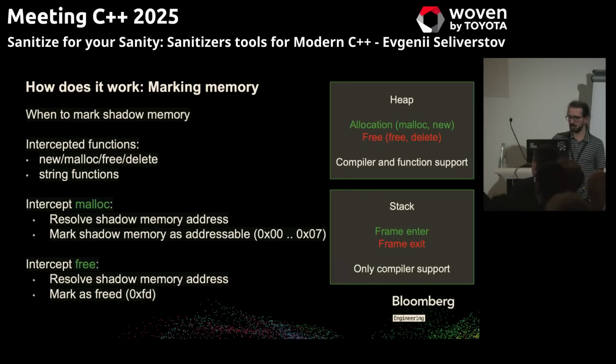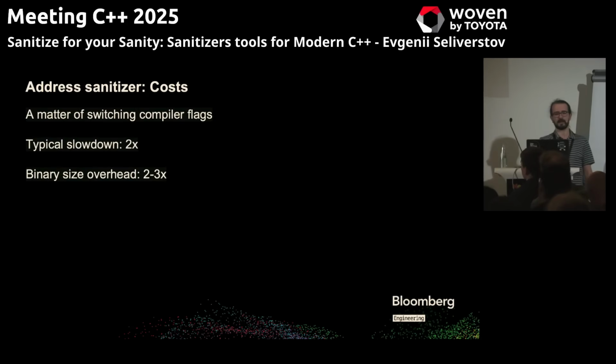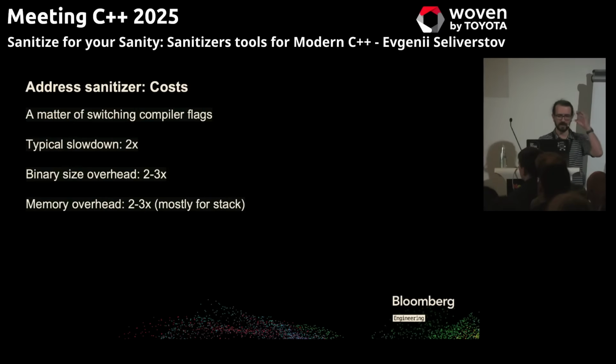Really simple. And if we go with stack, we need to do these steps only when we enter the stack, so when entering the function call and exiting it. So it's only done by the compiler, not the runtime. So what's the cost? We only need to switch compiler flags. The typical slowdown is twice. Overhead in heap memory is usually twice, thrice, and the same for stack, because we need to allocate all the red zones in stack memory, right?